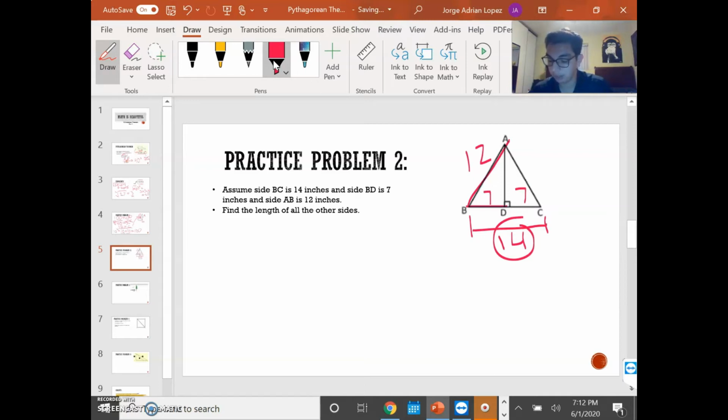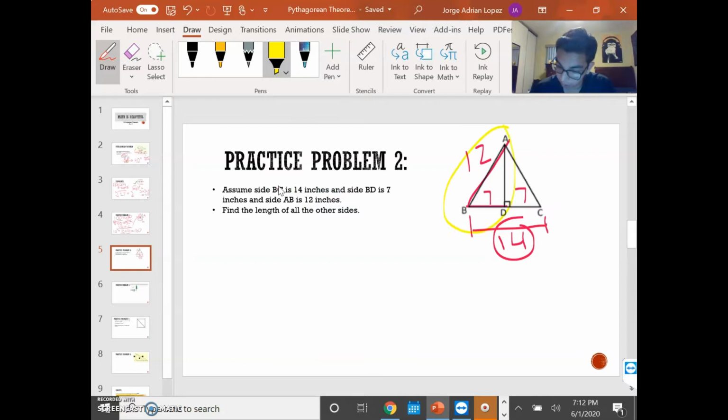We know A to B is 12, but can we say A to C is 12? Well, let's figure out the other sides of the triangle first, okay? We can't assume A to C is 12, okay? It may look right in the picture, but sometimes pictures aren't to scale, okay? So we can't assume that A to C is 12. So let's figure out the triangle first, okay?